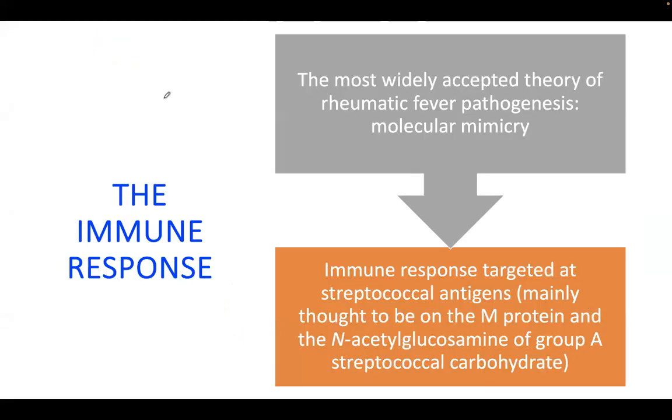Now, let's go to the pathogenesis, which is actually a generalized immune response. So this is the famous molecular mimicry. There is a specific immune response targeted specifically to the streptococcal antigens. And this targets the M protein as well as the N-acetylglucosamine of the group A streptococcal carbohydrate.